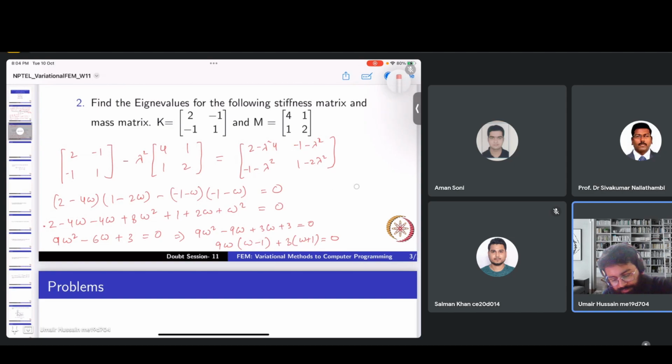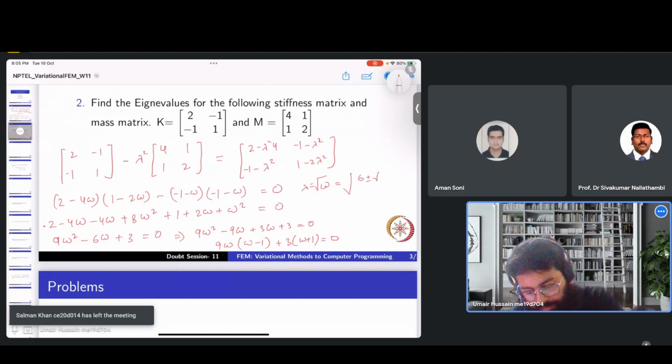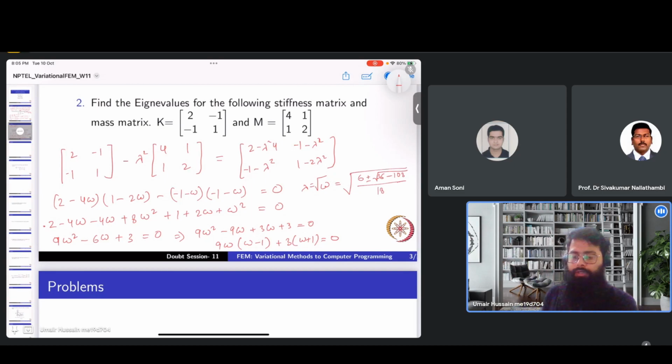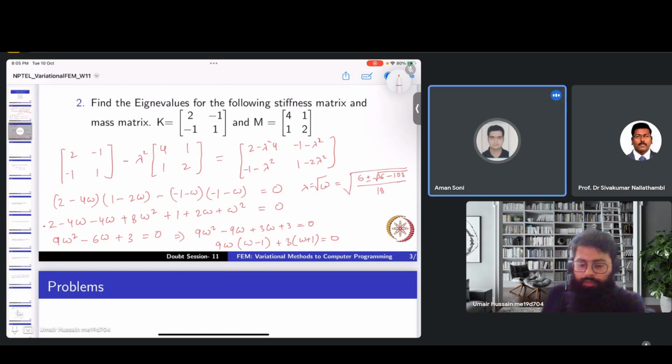Anyways, our lambda equals root of omega, and that would be root of 6 plus minus under root b square minus 4ac. That's 36 minus 36 into 3, 18, 108, upon 18. So these are the two eigenvalues.